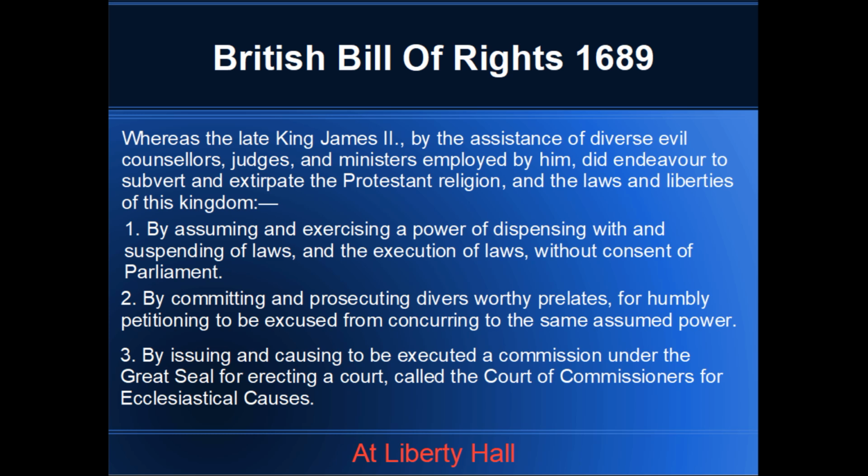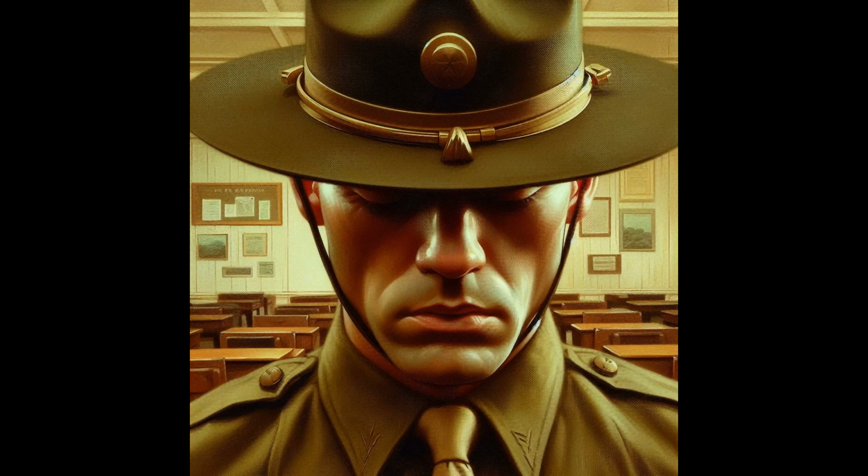Whereas King James II, with the help of corrupt advisers, tried to destroy Protestantism and the kingdom's laws and freedoms. 1. By suspending laws without Parliament's consent. 2. By punishing church leaders for opposing his power. 3. By creating a court to control church matters.